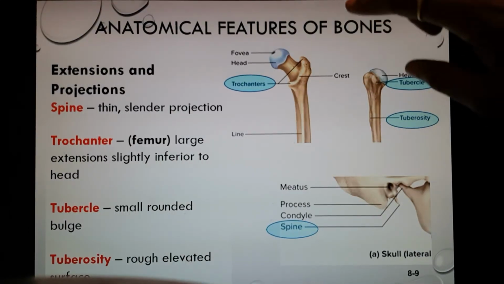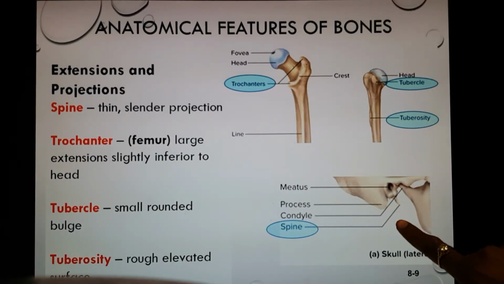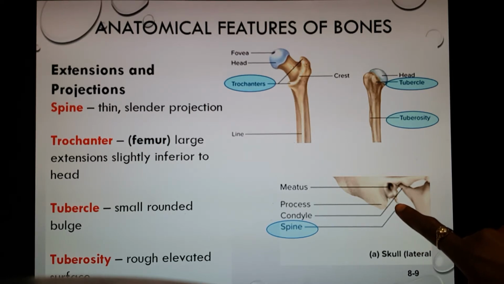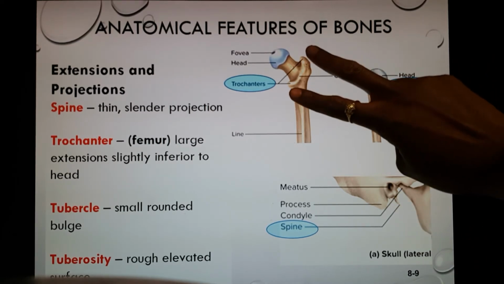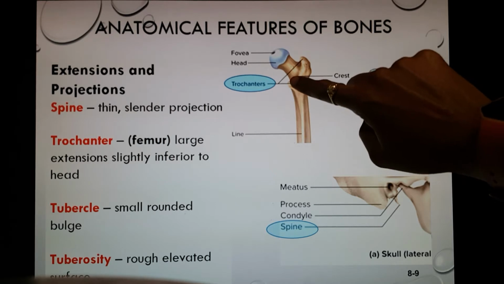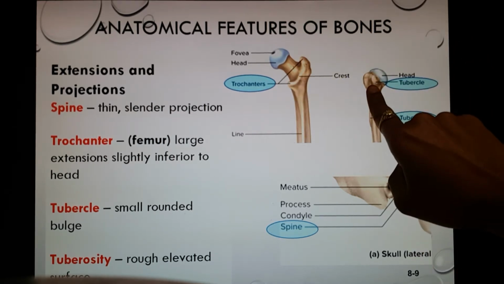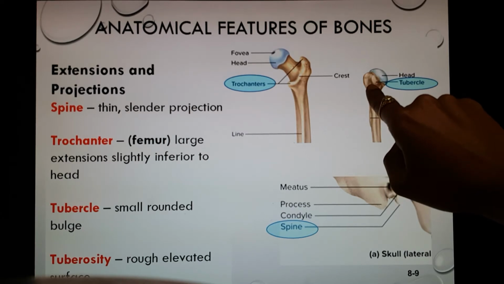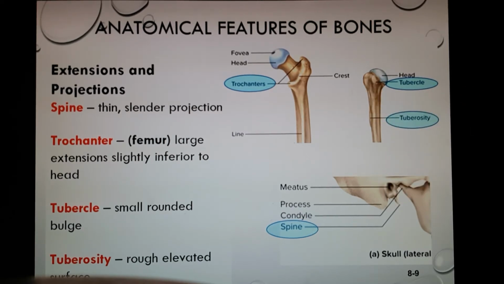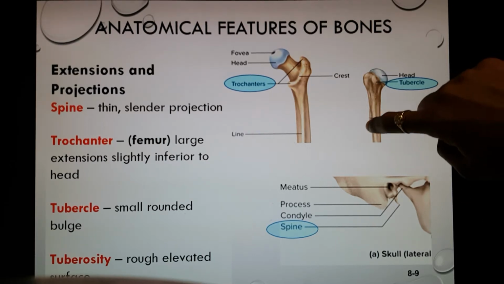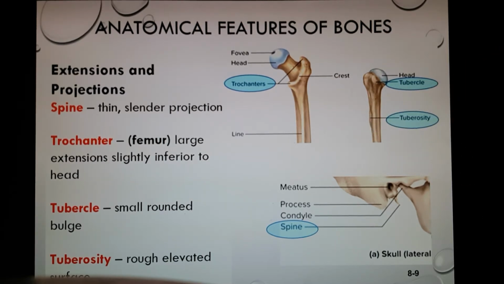Still on extensions and projections, you have a spine, a very thin type of projection. The trochanter, which is only on the femur, so these look like extensions outward. A tubercle, which is a small bulge, on your humerus, in your upper arm region. And a tuberosity, which is a rough surface. Right here on this edge, it's kind of rough.